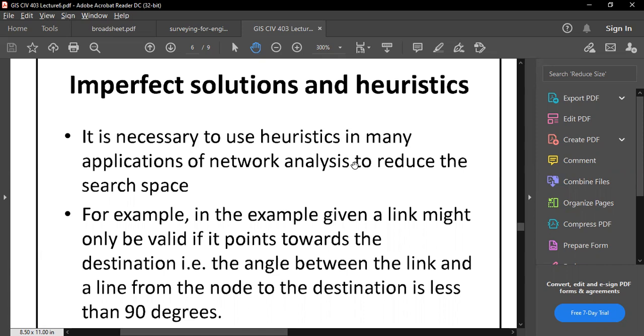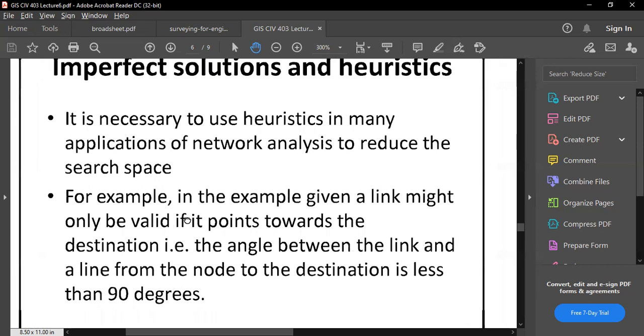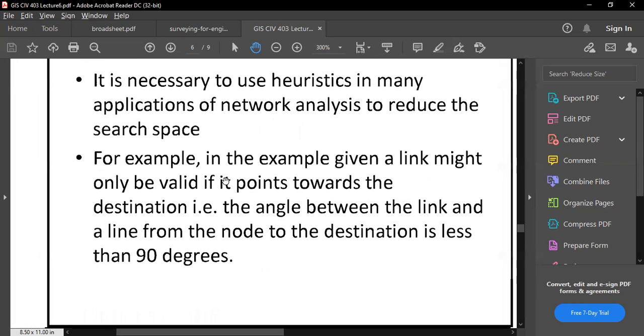So the heuristic allows us to solve problems, to reduce the search space, so that it reduces the load. If you're searching for something and the space within which you are searching is too huge, it takes more time and resource. So we can make use of what we call imperfect solutions, or heuristics.